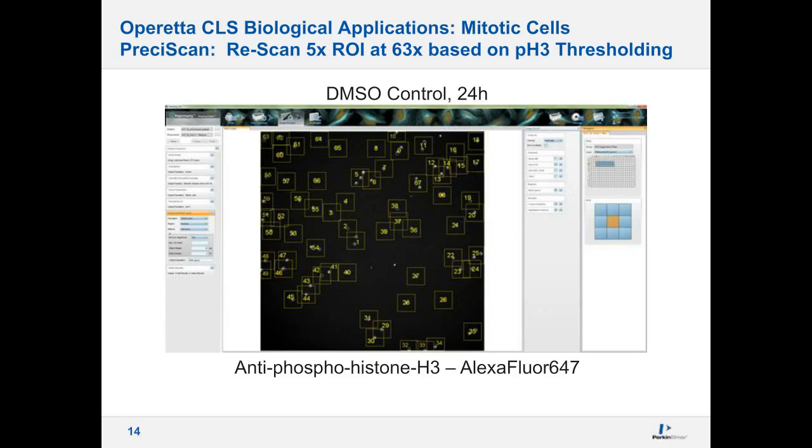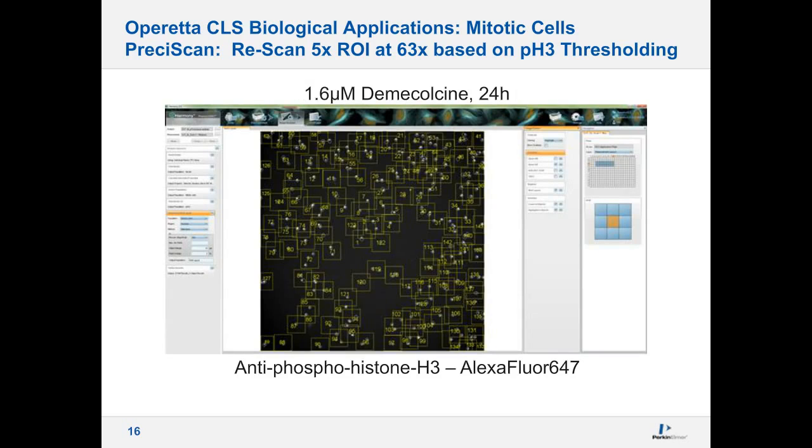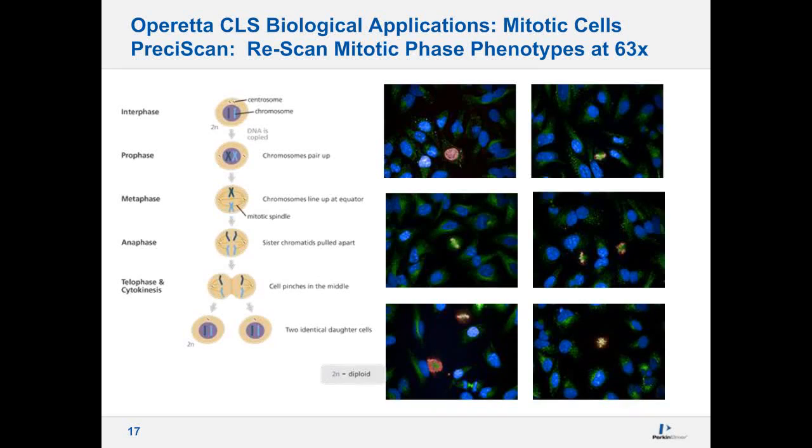Almost every cell, if there's only one cell in there, is dead center inside that new scan area that has been identified. As we increase the concentration of the compound, you'll see that we start to have more and more. There's not much change here at low concentrations of the compound, but as we go into higher concentrations, you can see there are many more. As the cells become arrested, we'll have more cells that accumulate into mitosis. Once we identify those, we can go back and rescan them at 63x, and rather than showing you all those images in a single shot, I wanted to show you some of the phenotypes that were identified.